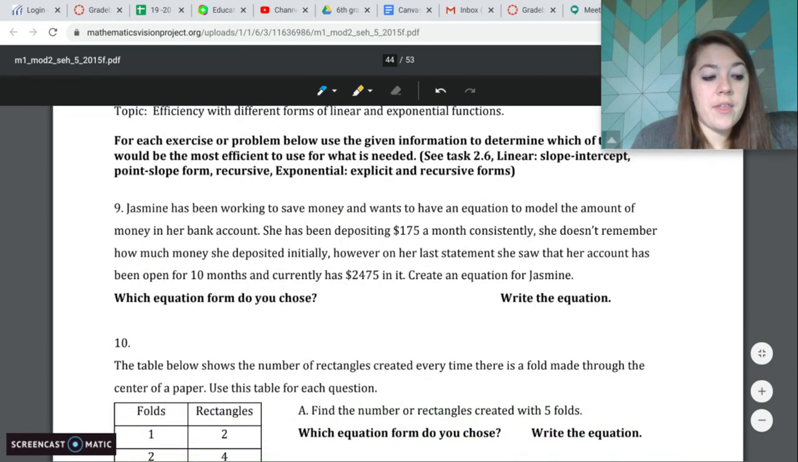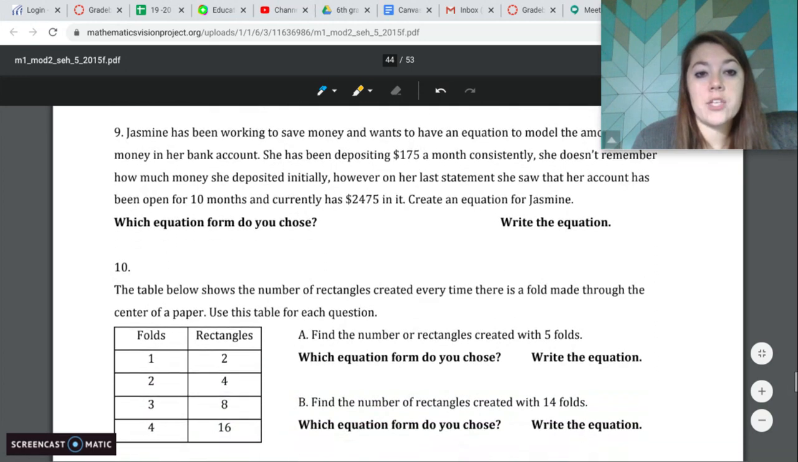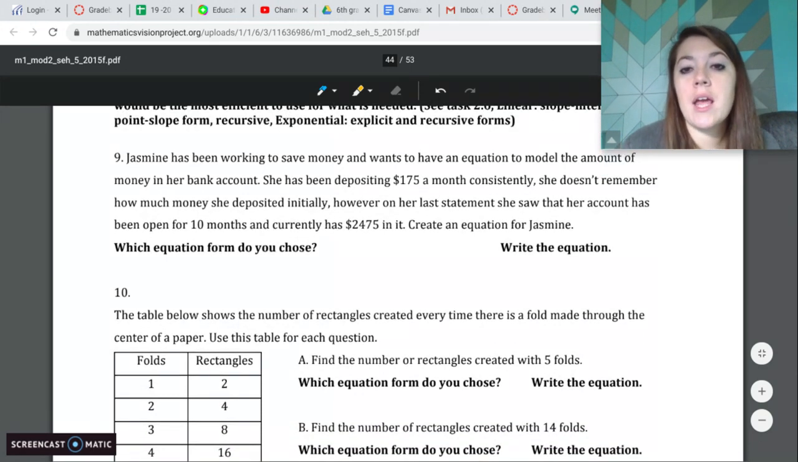So for this first one here, for 9, Jasmine has been working to save money and wants to have an equation to model the amount of money in her bank account. She has been depositing $175 a month consistently. She doesn't remember how much money she deposited initially. However, on her last statement, she saw that her account has been open for 10 months and currently has $2,475 in it. Create an equation for Jasmine.